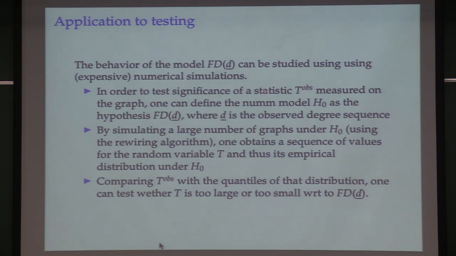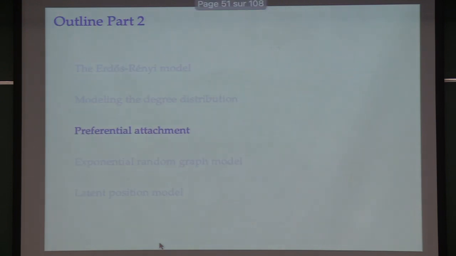In order to test the significance of a statistic, let it be the number of triangles or anything else that you measure on your graph, you define the null model H naught as the hypothesis of fixed degree, and you simulate a large number of graphs under H naught using the rewiring algorithm because it's most efficient. Then you obtain a sequence of values for that random variable T and its empirical distribution under H naught, and you compare what you had observed on the first graph with the quantiles of that distribution. That gives you a test of whether this value is too large or too small with respect to the null model, which is the fixed degree one. Is that clear? Okay.